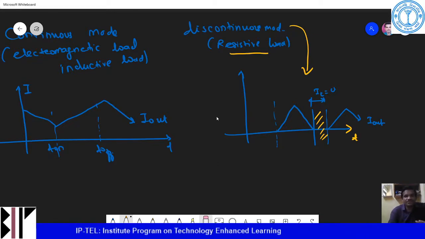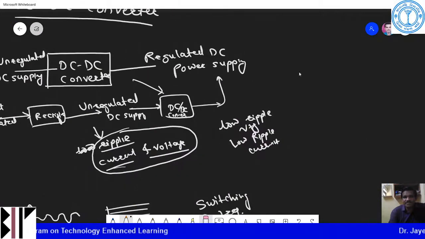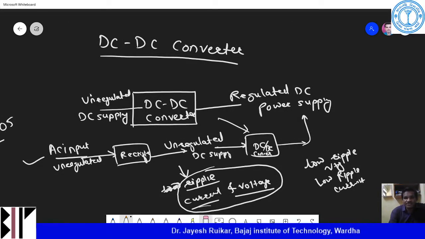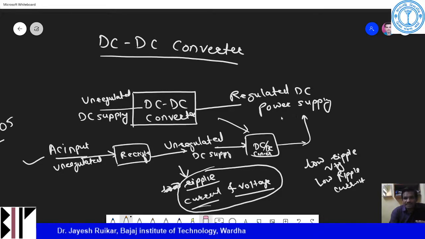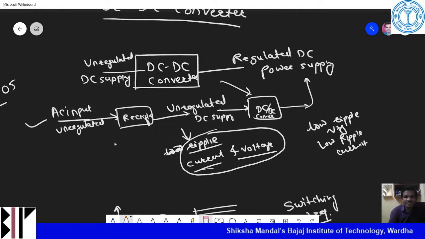So what we have seen, I will just go back again and read out that particular thing. We talked about the DC-DC converter in today's class. What is a DC-DC converter? The DC-DC converter converts your unregulated DC power supply to a regulated DC power supply. This is the work of a DC-DC converter. We also talked about the example of a mobile charger.